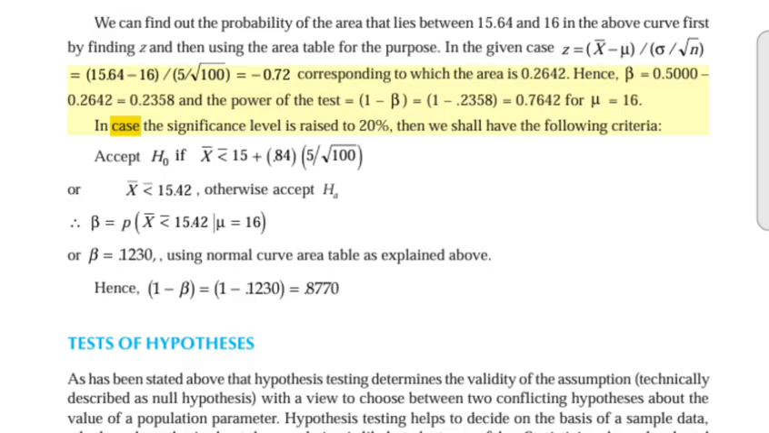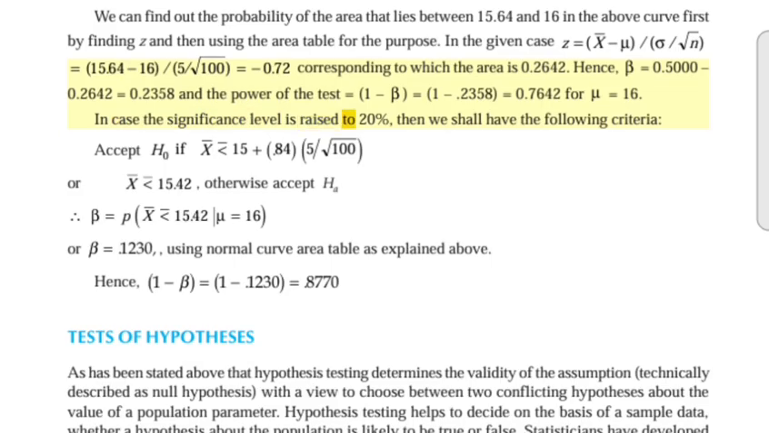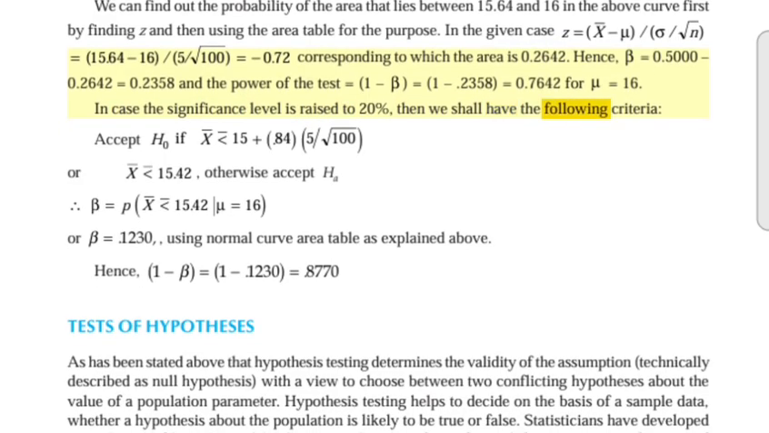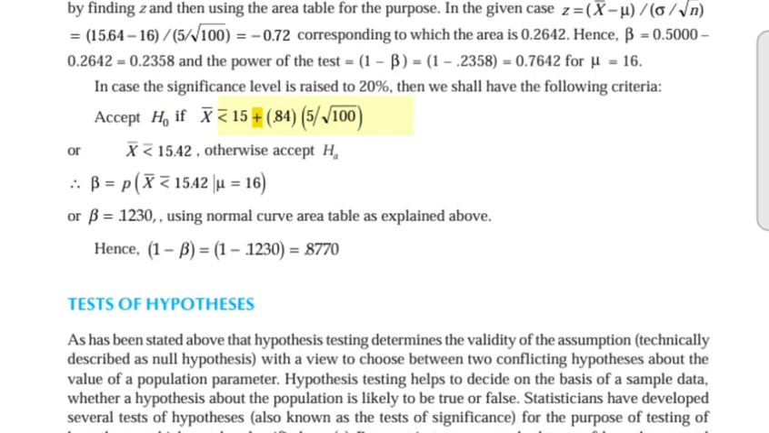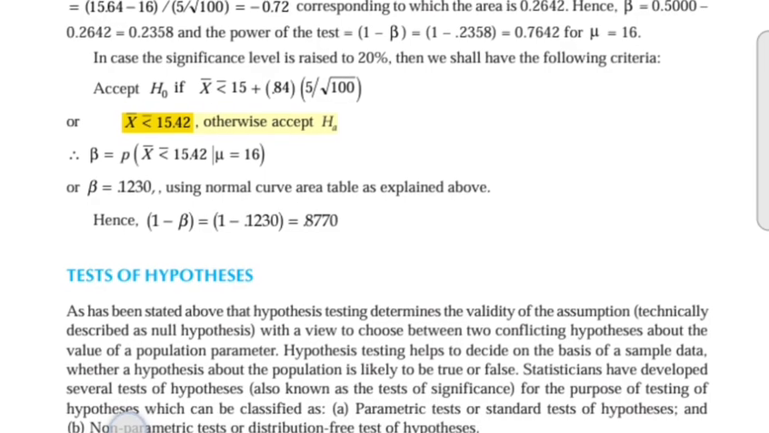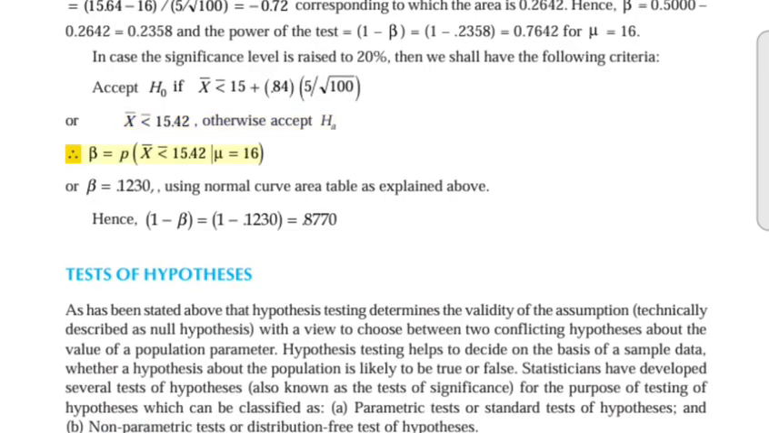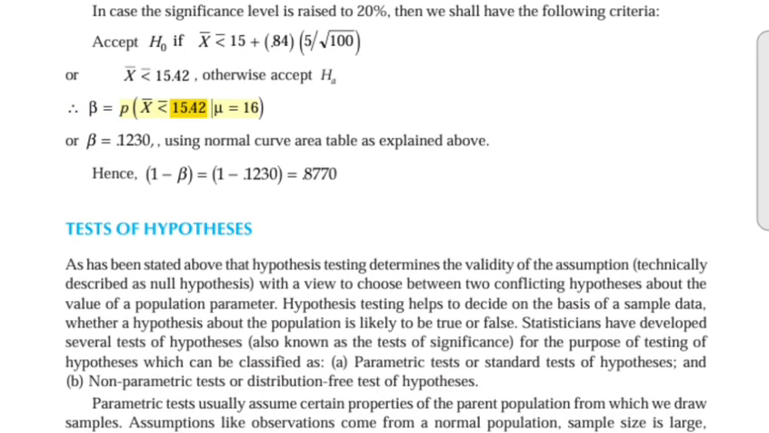In case the significance level is raised to 20%, then we shall have the following criteria: accept H0 if X-bar is less than 15 + 0.84 x 5/sqrt(100), or X-bar less than 15.42. Otherwise accept Ha. Therefore, beta = P(X-bar less than or equal to 15.42 | mu = 16), and beta can be found using the normal curve area table as explained above.